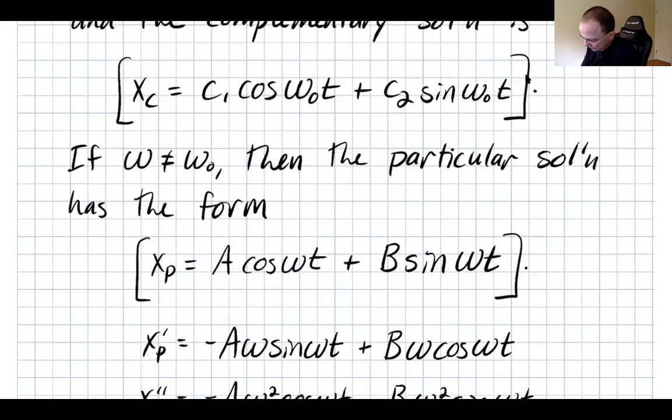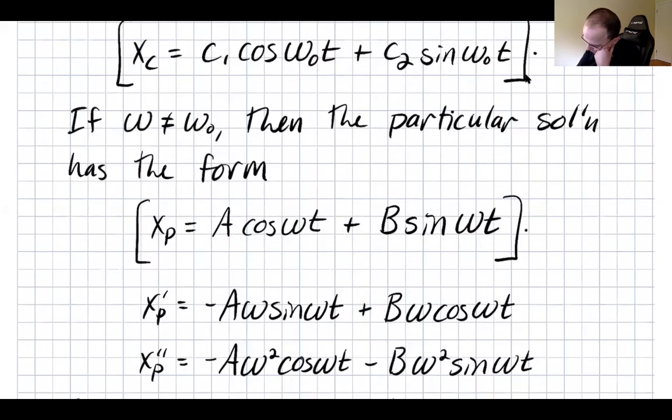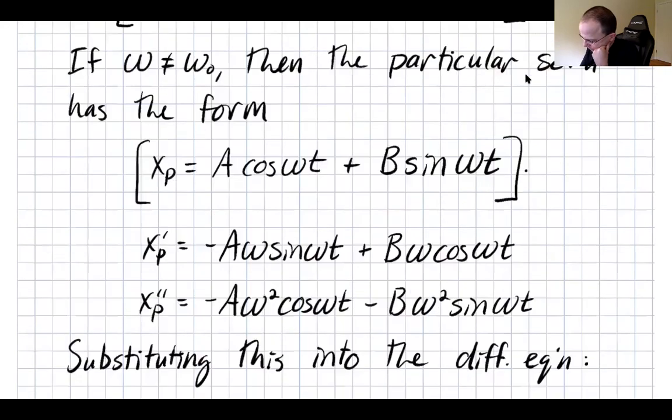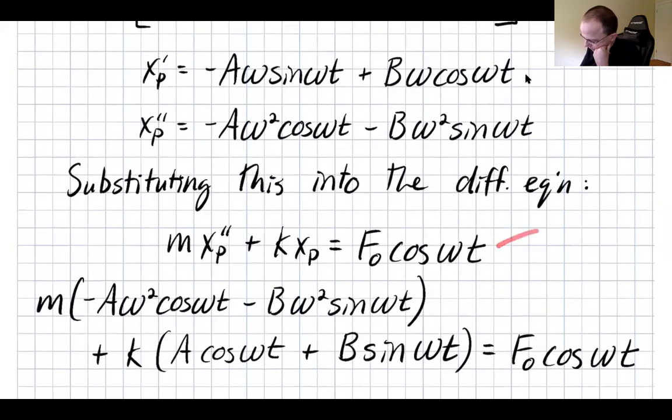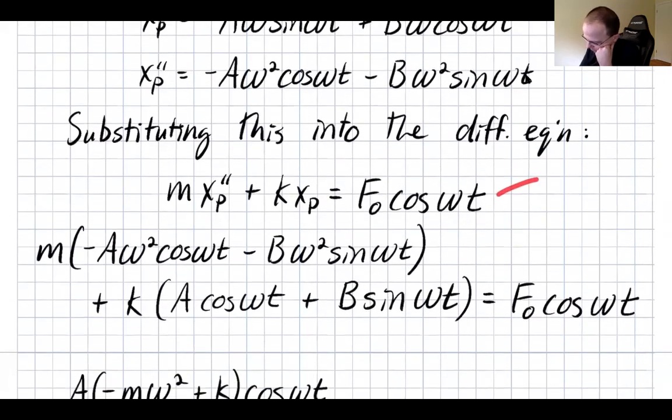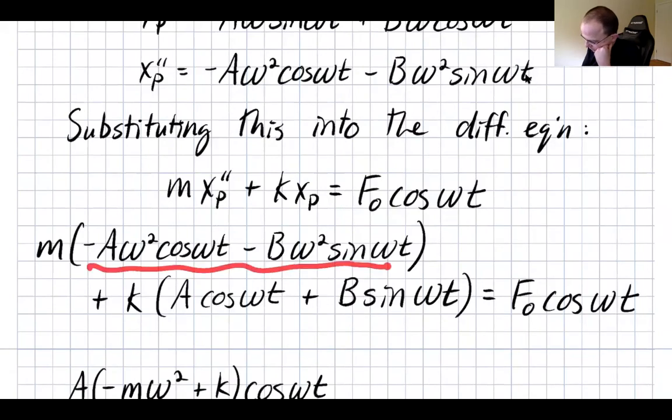Okay, so let's continue. So now we want to determine this a and the b. So we take the first derivative, we take the second derivative, and then we substitute those into the differential equation. So there's our differential equation right there. And we substitute them in. So here's the x double prime p, and this is the xp.